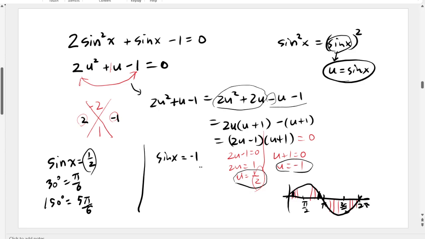Now how about sine x equals -1? It happens right here, which is, no, not there. Right here at 3 pi over 2. So x is equal to 3 pi over 2. And therefore the answers are these, and this one will be the answer. Okay, so that was a tough one.